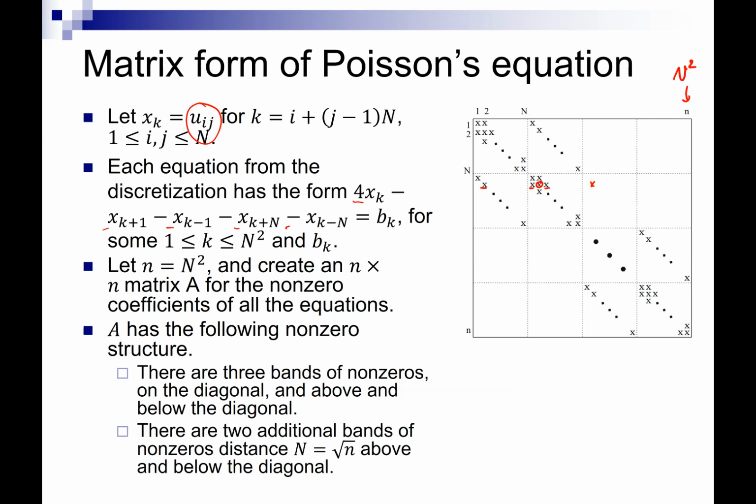And if you look at all of the rows, you see that the non-zeros are going to lie on only 5 different diagonals. The main diagonal corresponds to these terms over here, and the next diagonal corresponds to the k minus 1 terms. The k plus 1 terms are these upper diagonals, and these two are the k plus n and k minus n diagonals. Overall you have 5 diagonals for this entire matrix.